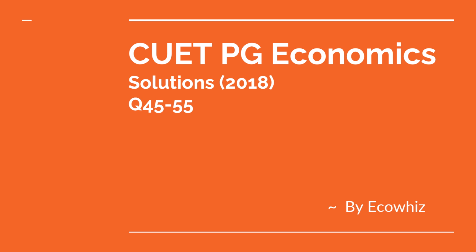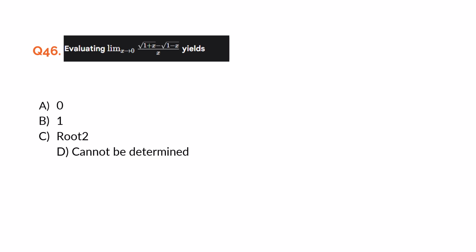Let's start with another set of questions, question 45 to 55. Let's start. So this is our first question. We have to evaluate limit x tends to 0. If we put the value 0 at the place of x, we get root 1 minus root 1 upon 0. That is 0 by 0 form.